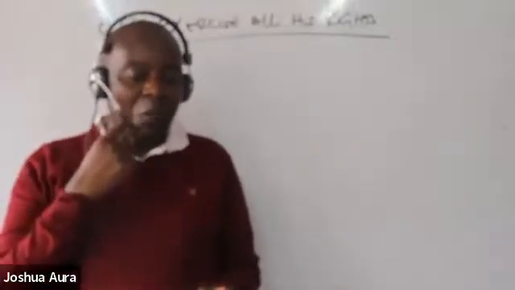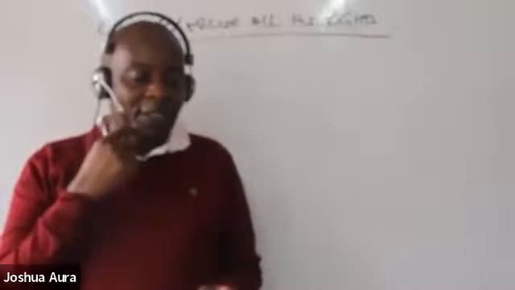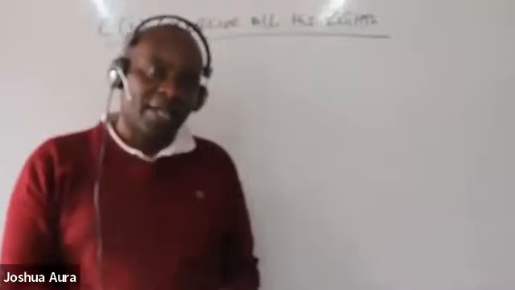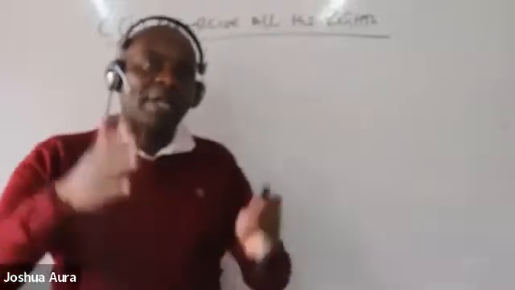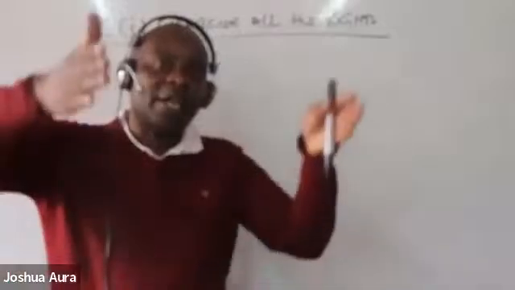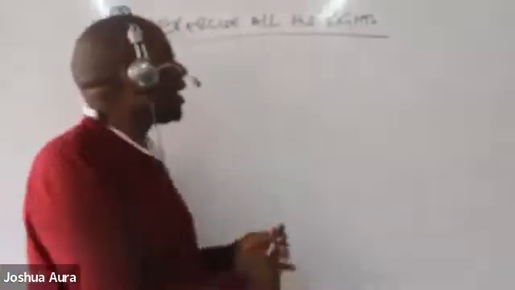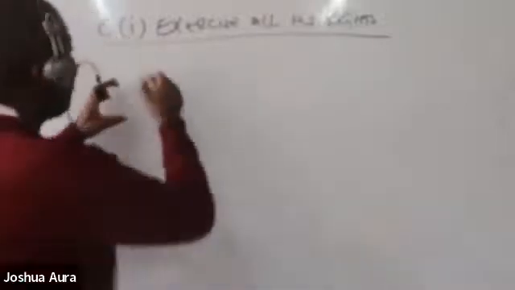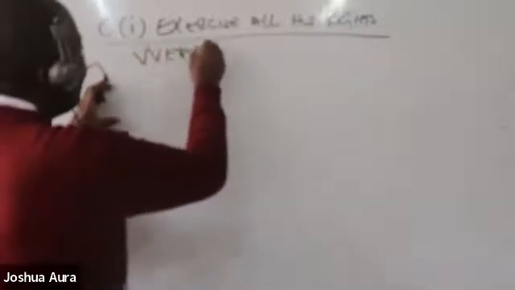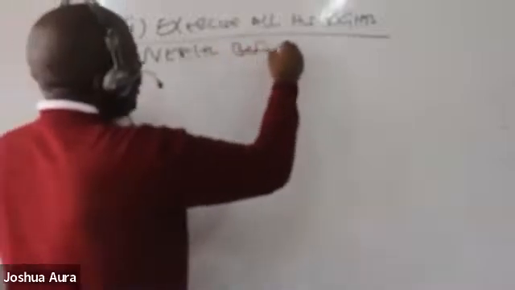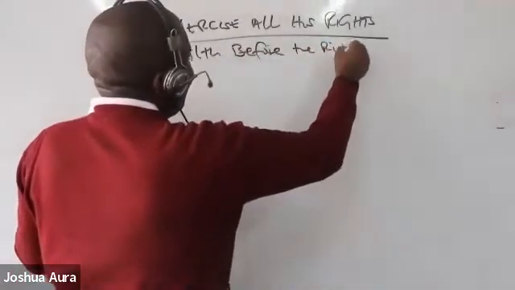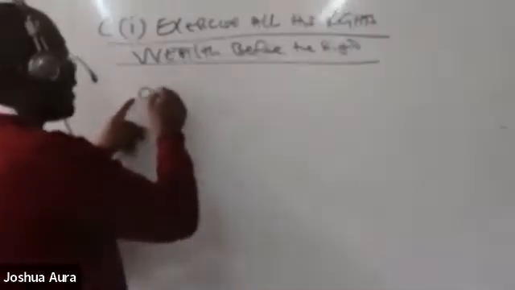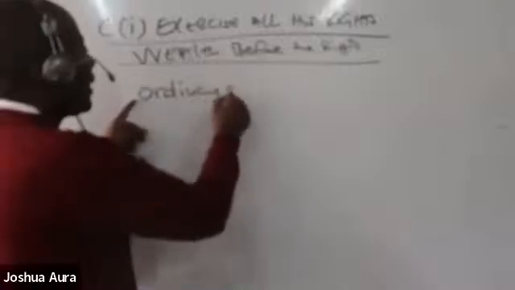Now, the first thing that I will do here, I would want to value this investor. As things stand right now, how does his balance sheet look like? In this case, we write value, or rather wealth, before the rights. Before exercising the rights. So this guy has got ordinary shares.